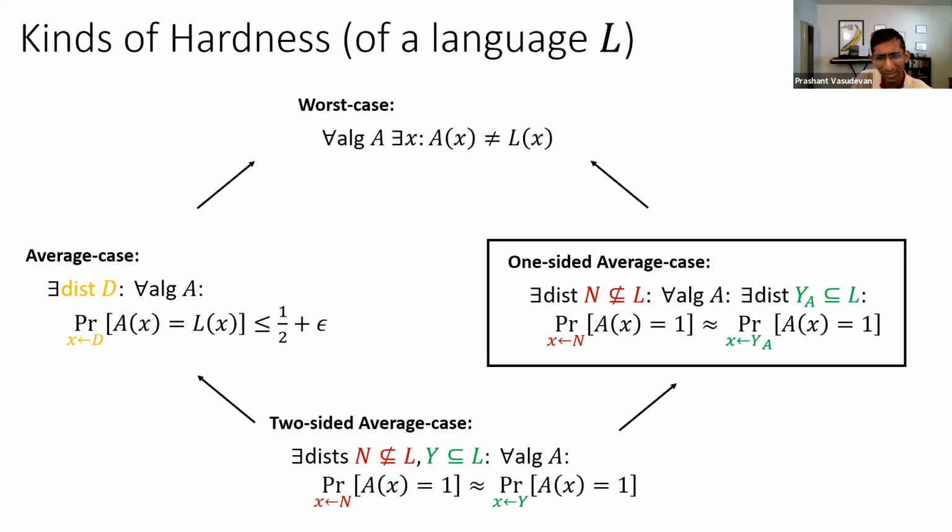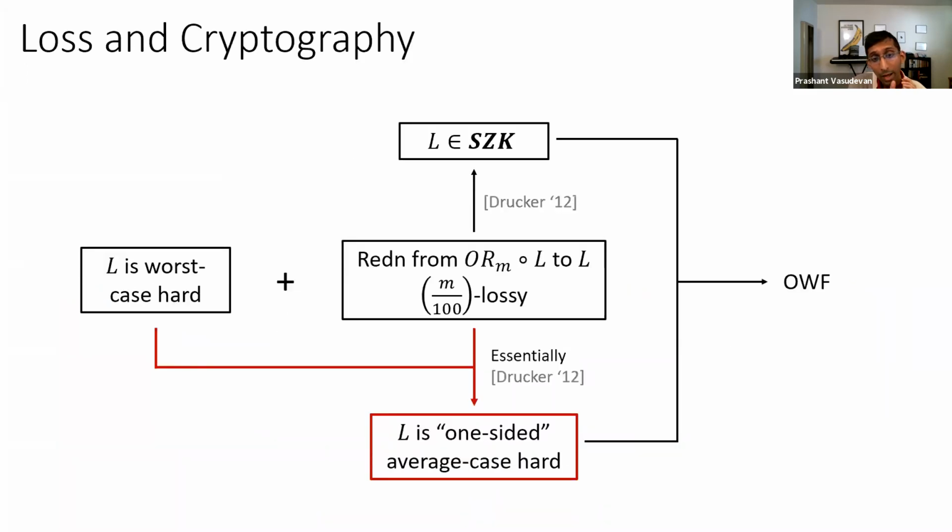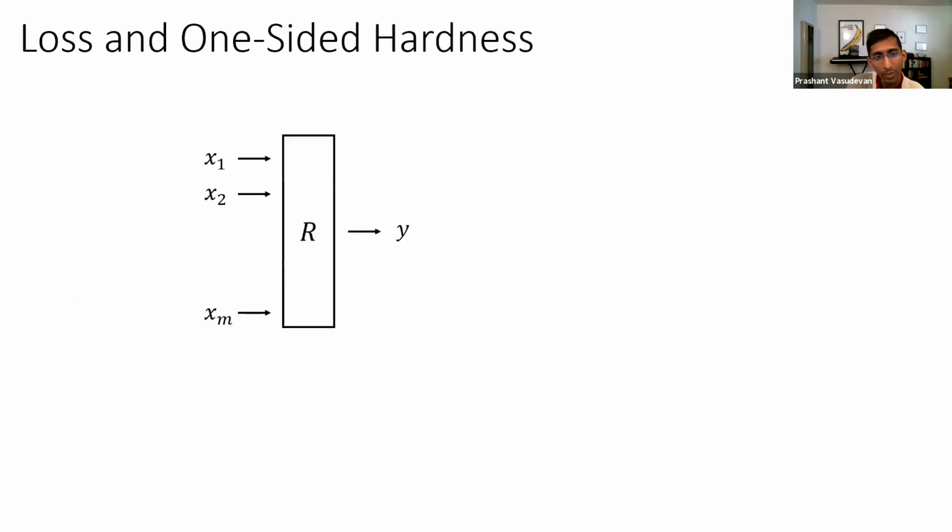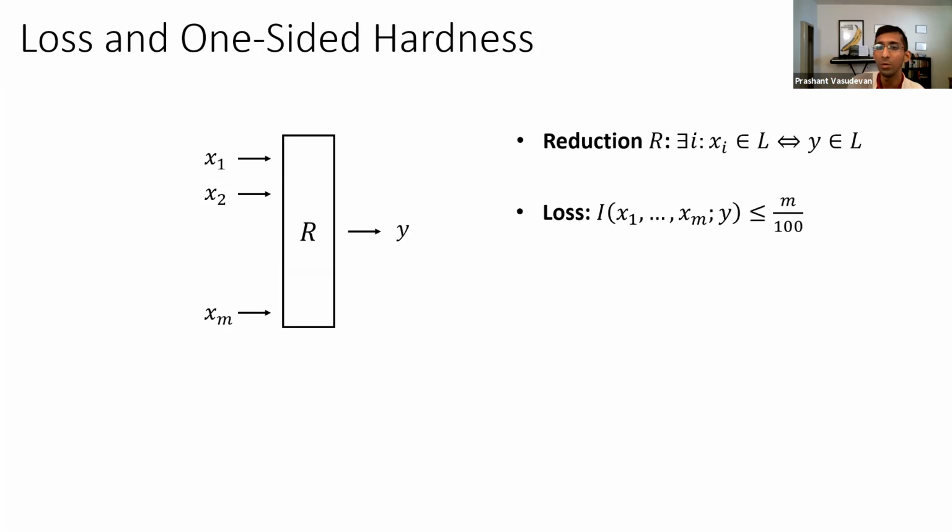So this is one-sided average case hardness. It's weird. Here's what I'm going to say about this. I'm going to start by saying that if you have a worst-case hard language and a lossy reduction from OR of that language to itself, then you can in fact show that L is one-sided average case hard, essentially using the kinds of things that Drucker proves. How do you do this? Very quickly, here is an outline of the proof. You have this reduction from OR of L to L itself, which says if there exists an input which is in the language, then Y is in the language, otherwise not. Let's say it's perfect for now, and it's also lossy.